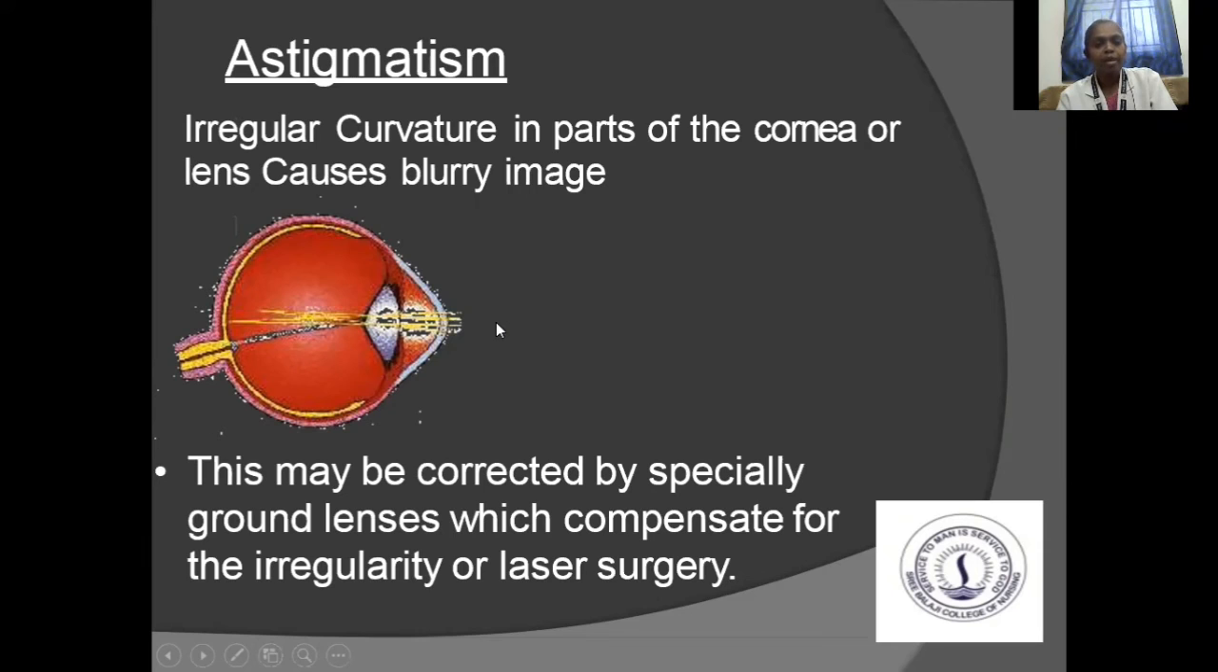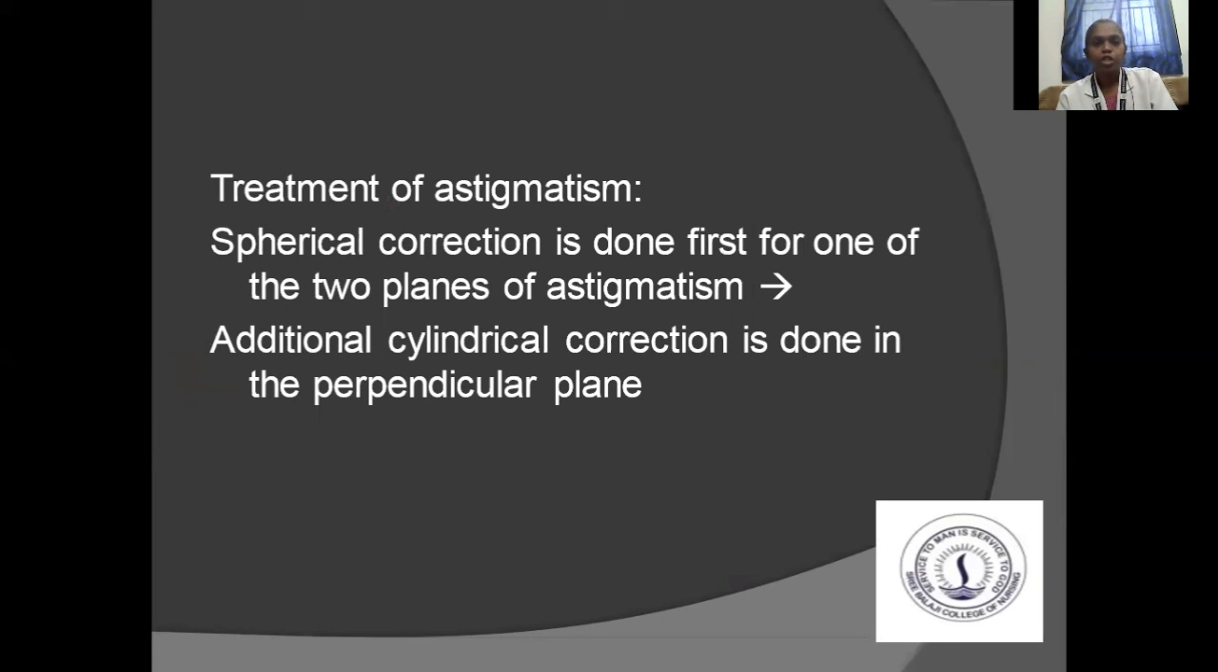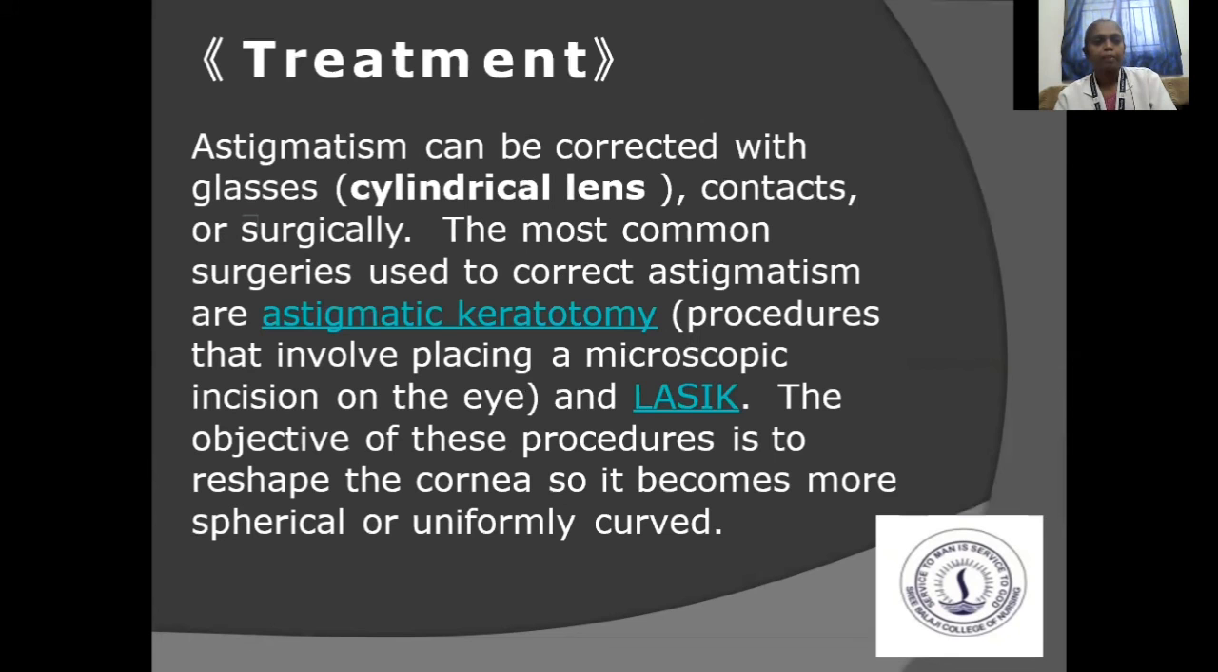This may be corrected by specially ground lenses, which compensate for the irregularity, or if needed, we can go ahead with laser surgery to correct the curvature. Special treatment for astigmatism includes spherical correction done first for one of the two planes of astigmatism. Then additional cylindrical correction is done in the perpendicular plane. This way we can do the correction so that the patient will get relief from astigmatism.